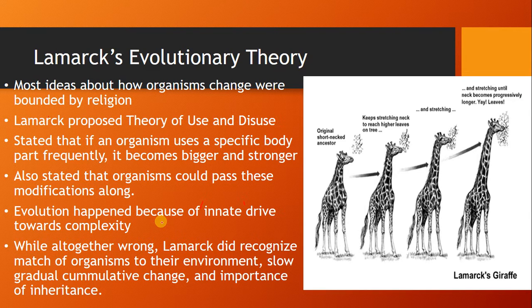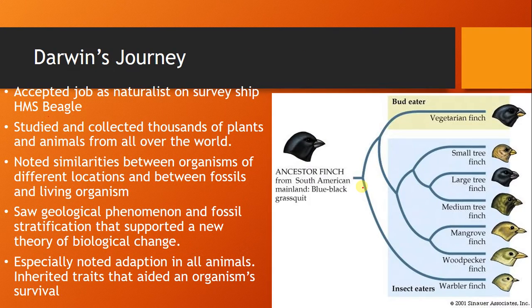Lamarck was very important because he did recognize that there was a match of an organism's structure to its environment. The giraffe was suited for the environment that it lived in. That slow and gradual cumulative change resulted in the difference between species and adaptations, and that inheritance was extremely important. Genetic inheritance was extremely important in acquiring these different traits.